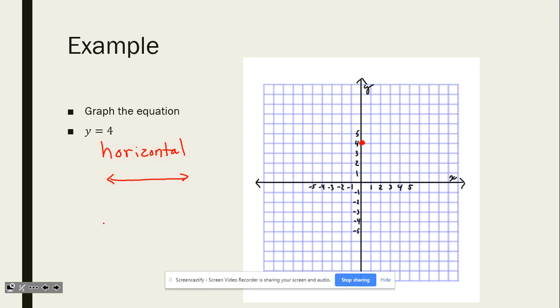I'm now going to draw a horizontal line at 4 all the way across, and making sure that I have arrowheads on both sides, and that I'm labeling my line after it's graphed.